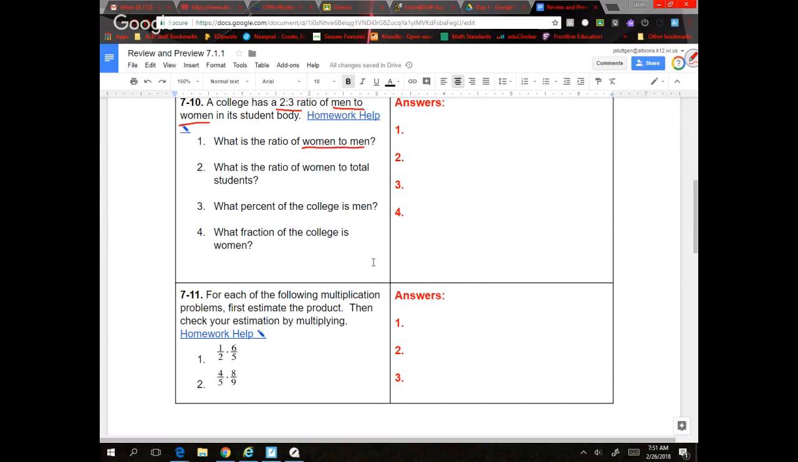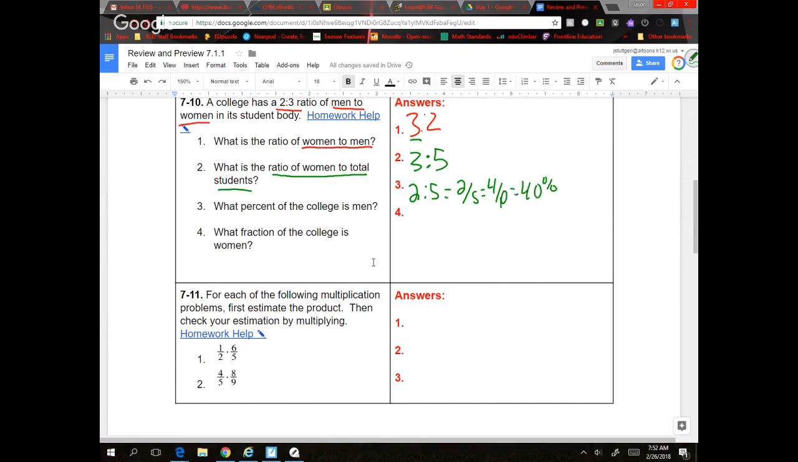So if you notice in the first problem here, they want women to men. They want it switched. So all you need to do is flip-flop the 2 numbers. Okay? Next one, what is the ratio of women to total? Well, I know women is 3. Total, I should be able to get by adding those 2 together, so it's 5. Next one, what percent of the college is men? So men, obviously, this isn't actually the answer, but men would be 2 to 5. Okay? So remember, a ratio is a fraction, so I can write that as 2/5 or 4/10, which is 40%.